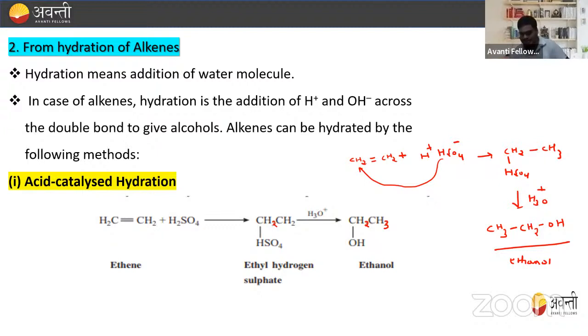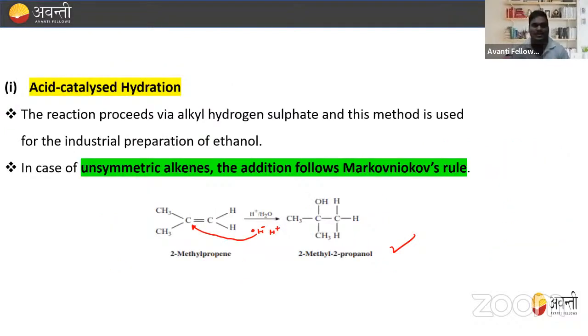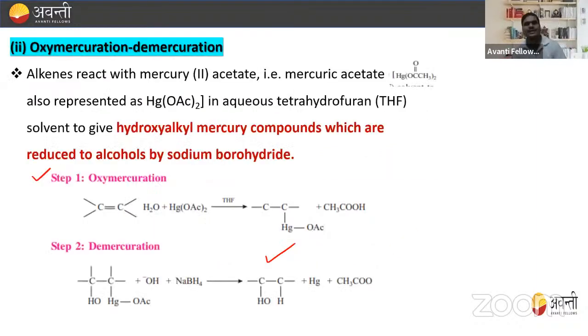In case of a symmetrical alkene, we can just add the H2SO4 and we'll get the result. Similarly, acid catalyzed hydration is also used for the unsymmetrical alkene, where the addition follows Markovnikov's rule. Next, we study the oxymercuration-demercuration reaction.